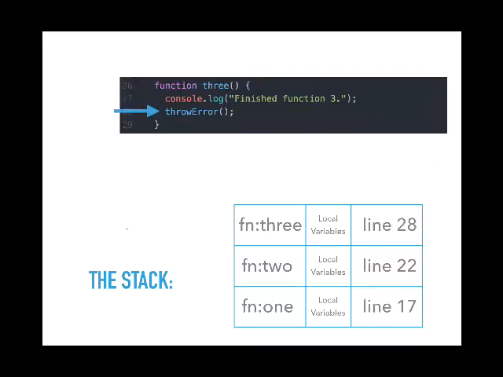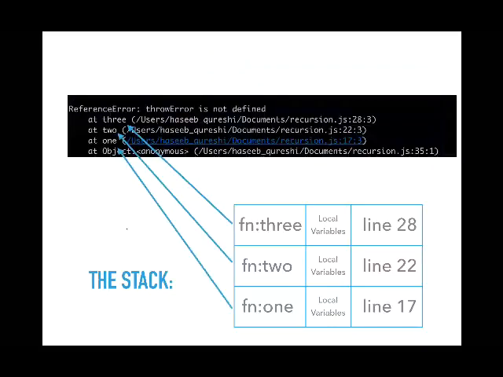Now we increment to line 28, and at line 28, we have this throw error, right? And so now this is literally what happens when I call this function. It will spit out this error. It'll say reference error, throw error is not defined. And what you can see is actually, you probably heard the term before, a stack trace. This is what a stack trace is.